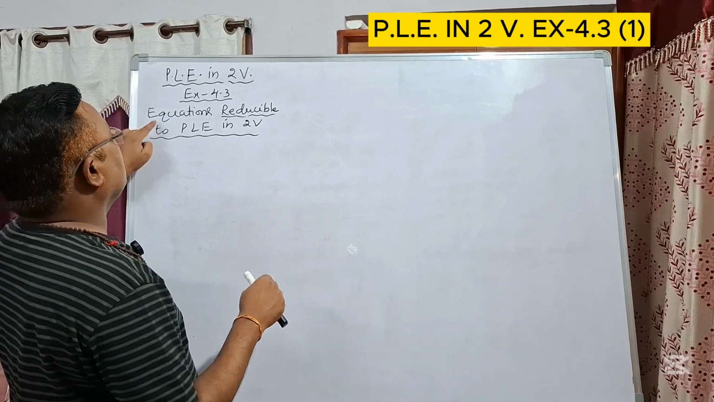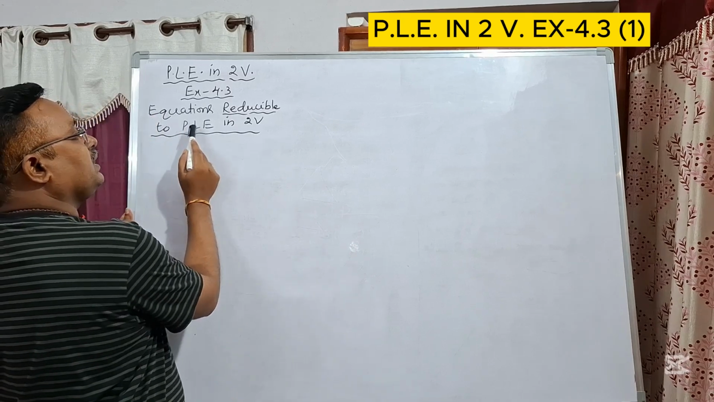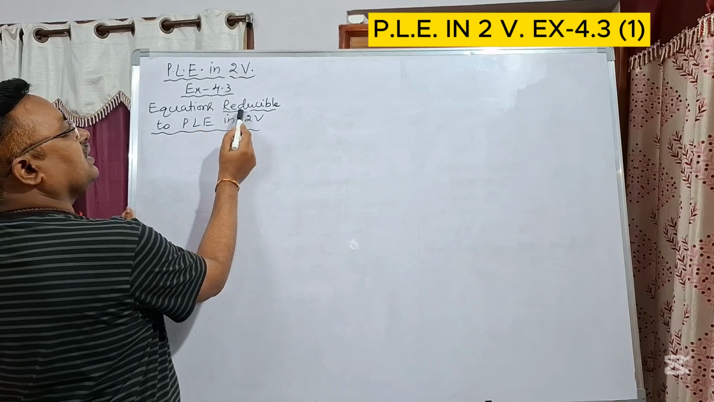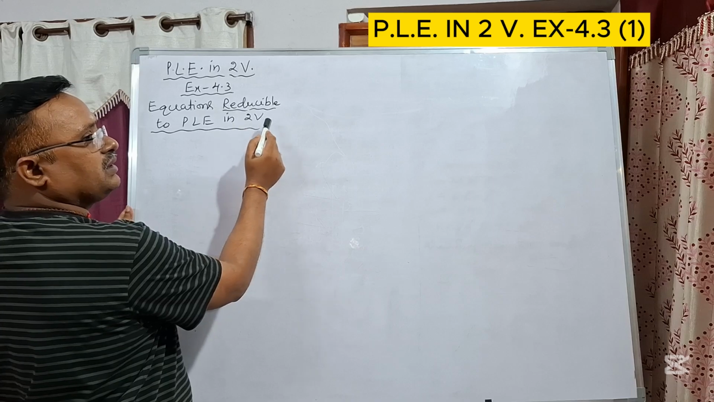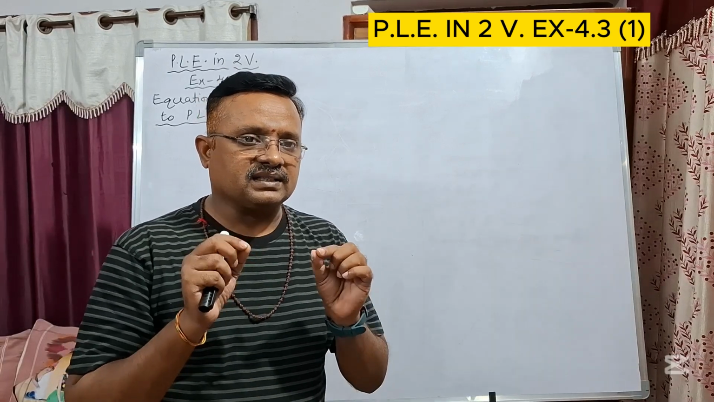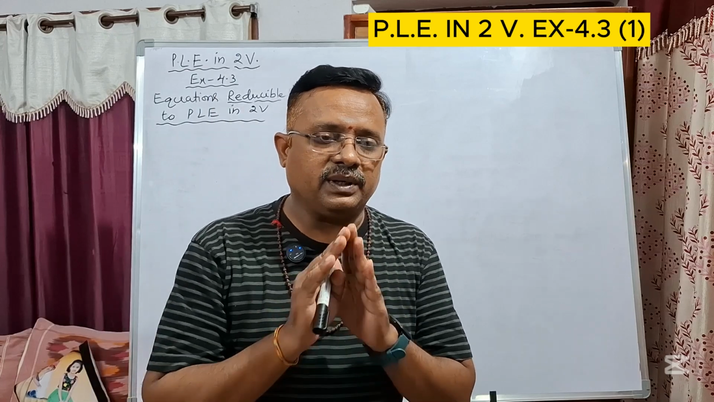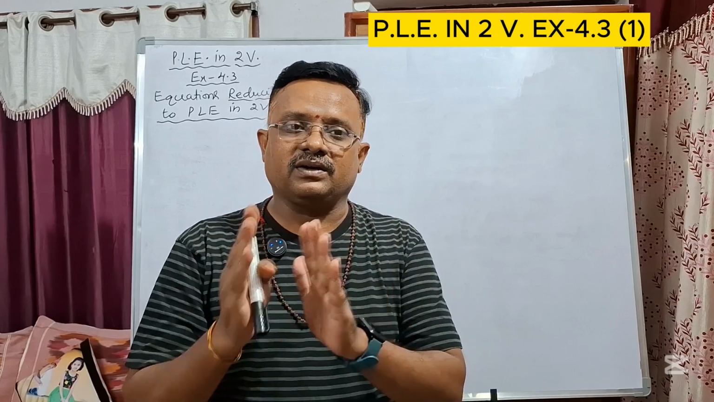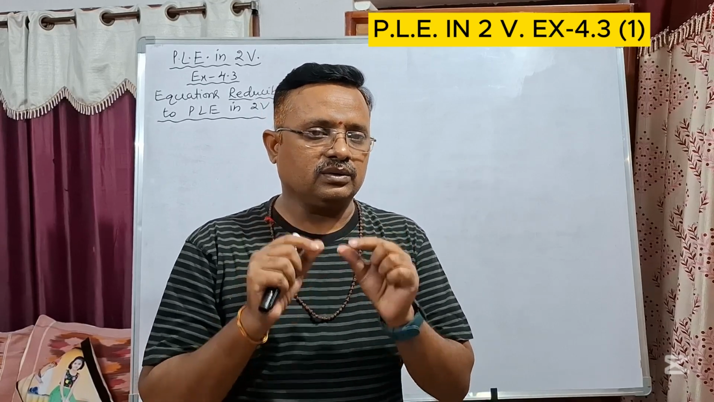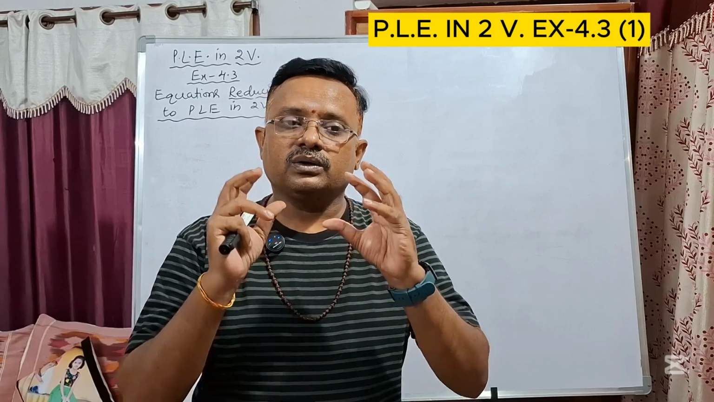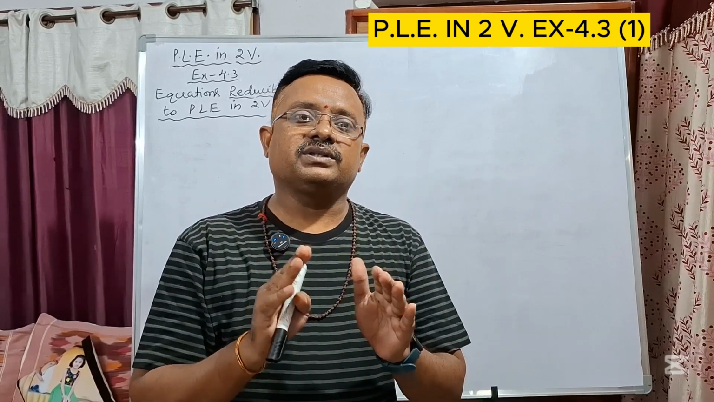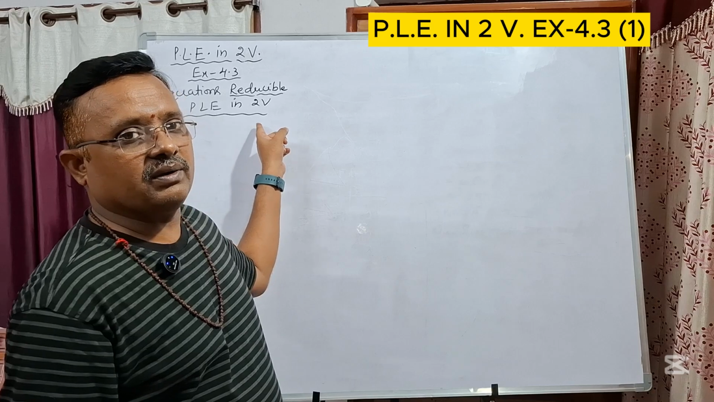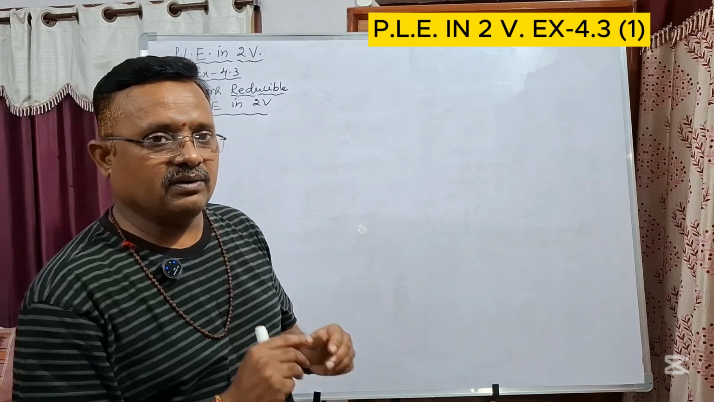So we need to convert those equations into pair of linear equations. That's why this content is called equations reducible to pair of linear equations in two variables. In this exercise, the equations will not be in the direct pair of linear equations in two variable form. They will be in some other form. So we are going to learn how to reduce those given equations, which are not in pair of linear equations form, into our required pair of linear equations in two variables form.